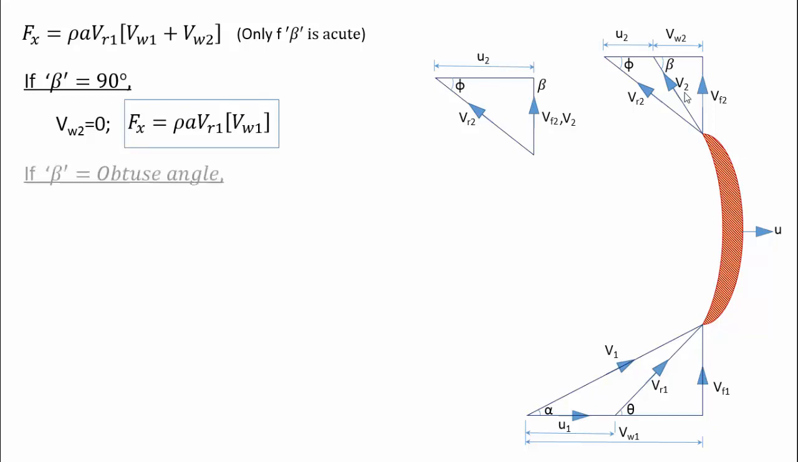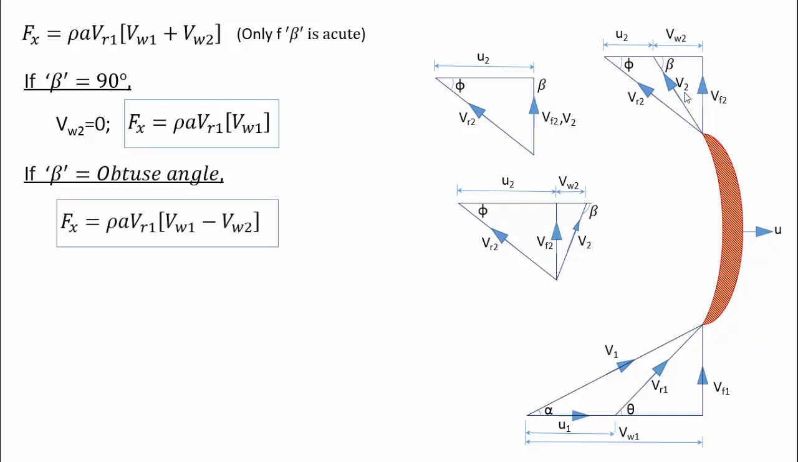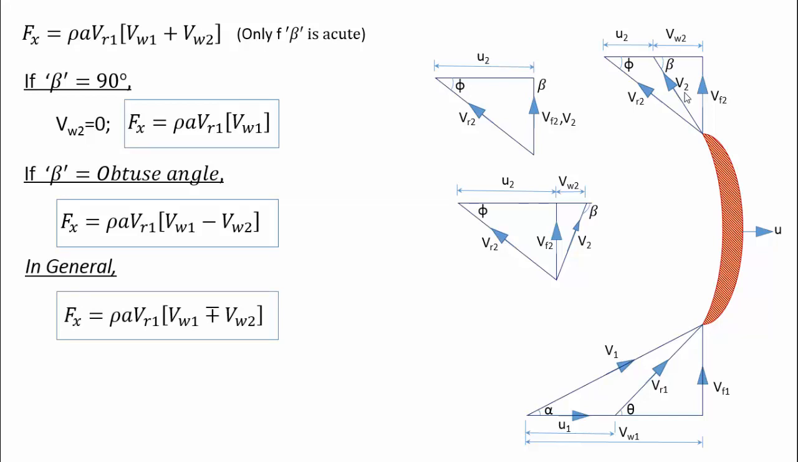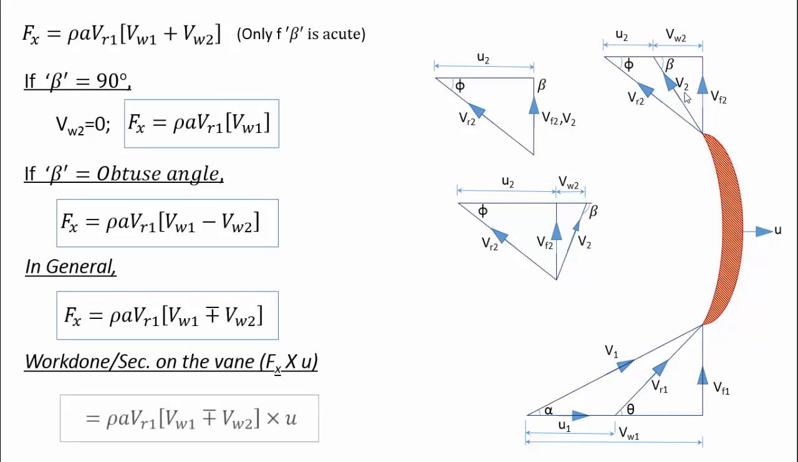And, if the angle beta becomes obtuse, the vw2's direction flips and the vw2 becomes negative. And the equation becomes as follows. Hence, in general, the force exerted by a jet on a symmetrical vane is equal to rho a vr1 into (vw1 plus or minus vw2). We know that work done is equal to force into velocity, hence the work done expression can be written as follows.